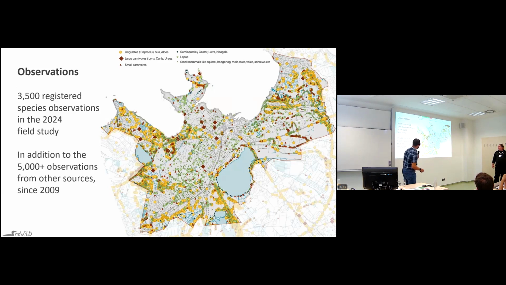Sure. For example, you can see this yellow dots, the large ungulates, and from the other data sources that also included this wildlife collision data, if you see these dots along this large road, then it's mostly the collision sites. Yeah. Happen.